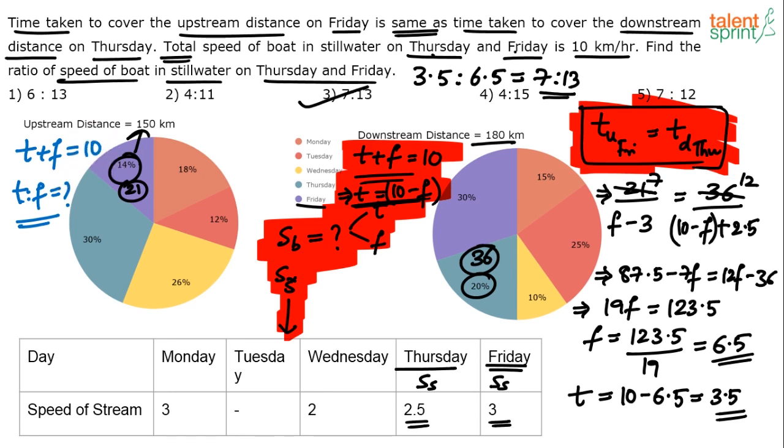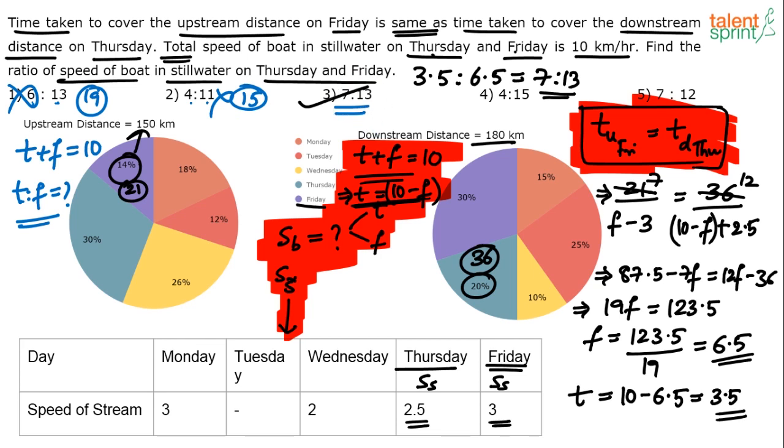So, if I look at the first option, 6 is to 13. What is 6 plus 13? 19. Is 19 a multiple of 10? No. So, option 1 cannot be the answer. Second option, 4 is to 11. 4 plus 11 is 15. Is 15 a multiple of 10? Not really. So, this is not the answer. Third option, 7 is to 13. 7 plus 13 is 20. Is 20 a multiple of 10? Yes. So this looks like a probable answer. It's not guaranteed, but yeah, possible answer.